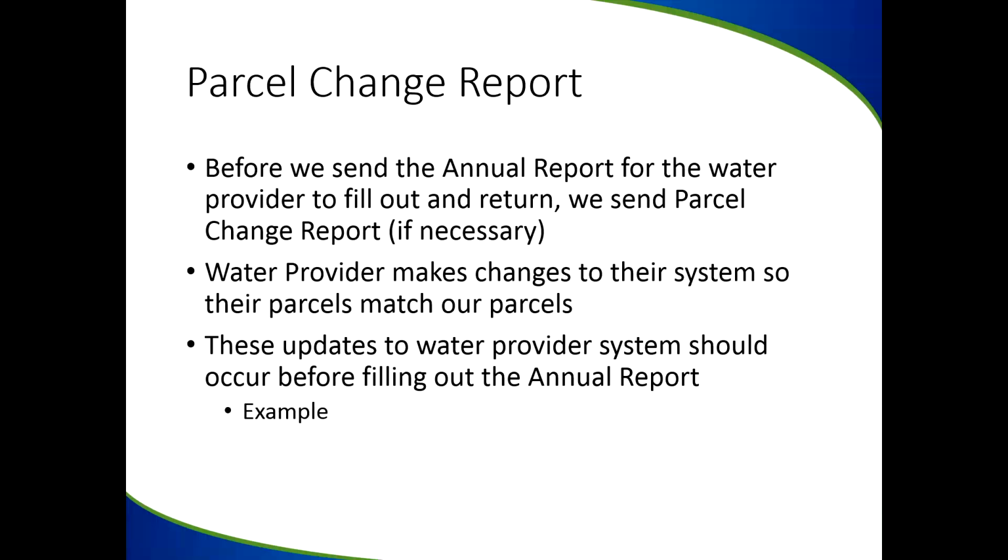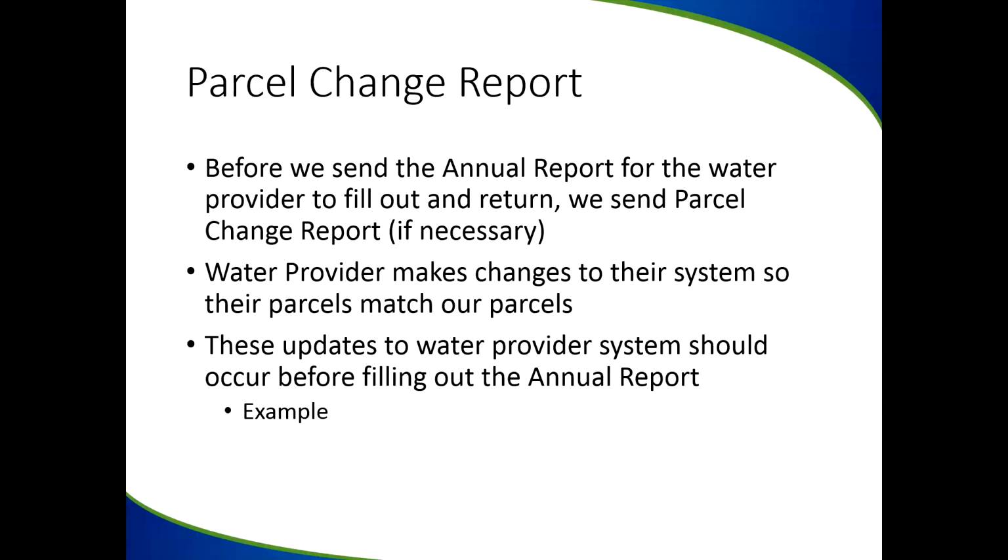The parcel change report is something that Candy will send you in January. Yeah, as soon as it's ready. As soon as it's ready. The idea here is that before we send you the annual report to fill out, which is water use by parcel, we want to make sure that our parcel numbers are in sync. So we look at the assessor's office parcel data and make sure that our database is the same as what the assessor has. And then if we have any changes that we need to notify the water provider of, that's the list that Candy will send out if necessary.